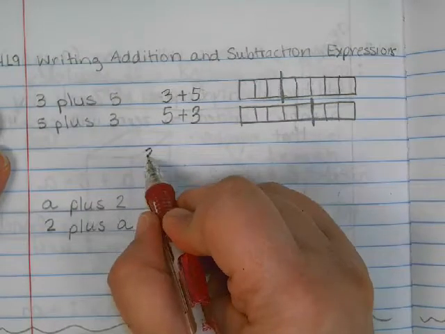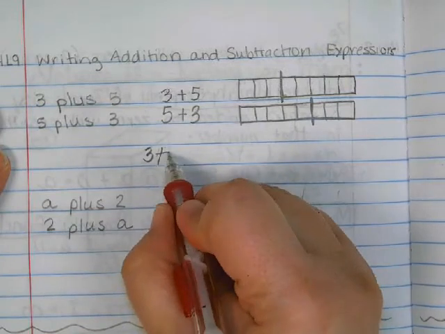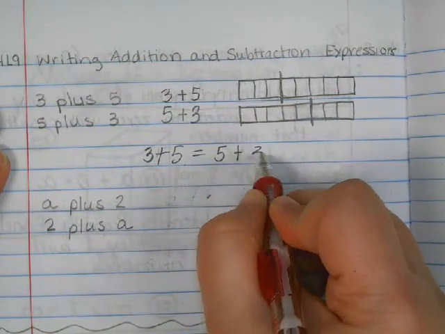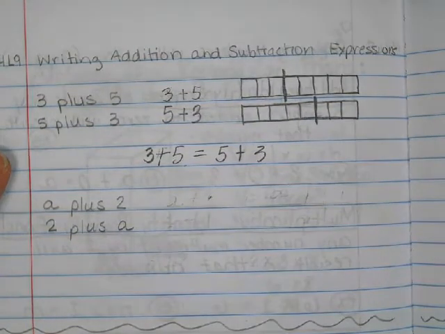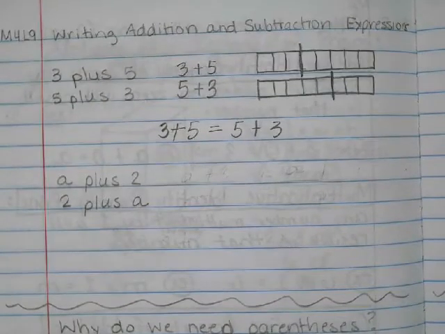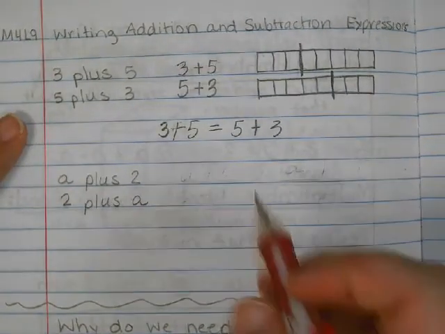So we can say 3 plus 5 is the same as 5 plus 3. And remember, we learned that in Lesson 8 for commutative property that says that it doesn't matter which order we add, we will get the same thing.